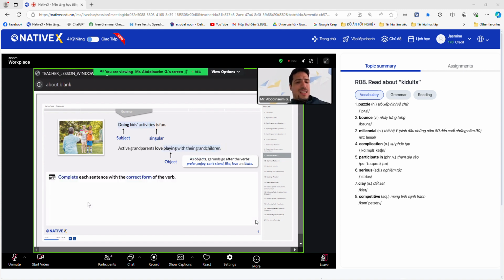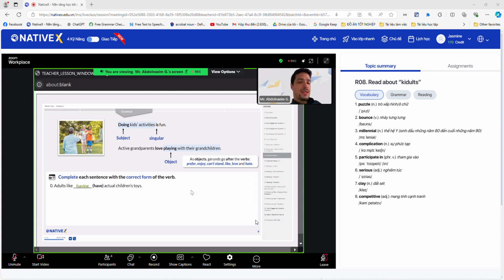Now complete each sentence with the correct form of the verb. Examples. Adults like actual children's toys. Mr. Huyen, what is the correct answer here? The correct answer is adults like having actual children's toys. Thank you very much. Having.